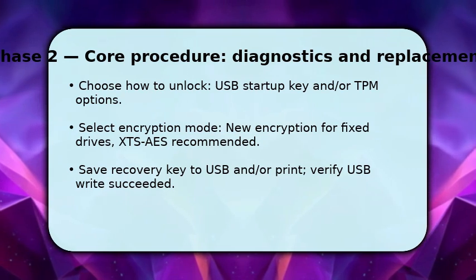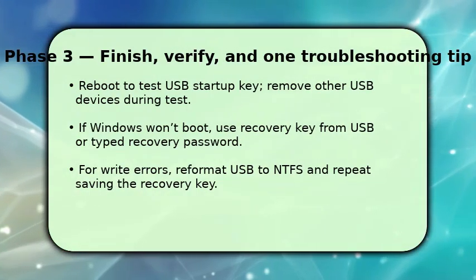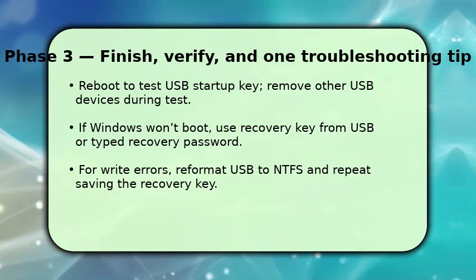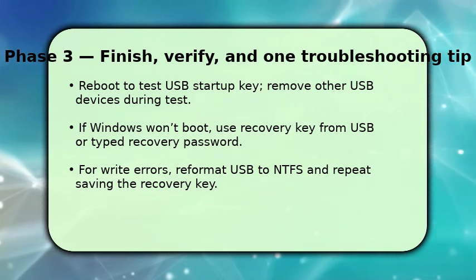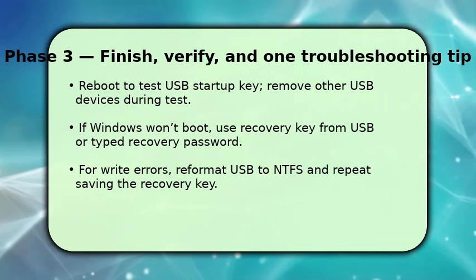Complete the process by rebooting and testing the USB startup key. Make sure no other USB sticks are plugged in. If Windows prompts for the key, insert the USB and it should unlock automatically. If the system fails to boot, use the recovery password or the recovery file on the USB to regain access.